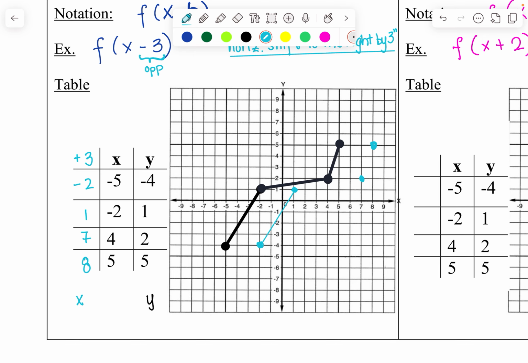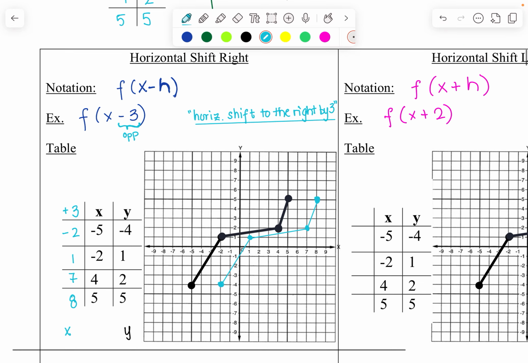You're going to use a straight edge. Always use a straight edge. If you are not using a straight edge, trust me, I will take points off. You can use the edge of your ID card, you can use a ruler, anything that will give you a straight line. So voila, we have graphed a horizontal shift to the right. The specific example we used was f of x minus 3.